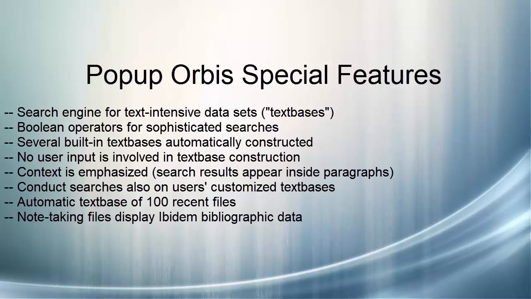Findings resulting from search inquiries are presented within the paragraphs in which they occur, thereby giving results a richer context. In addition to automatic creation of the included text spaces, Popup Orbis also searches text spaces that users may have customized for their own needs. Among the automatically created text spaces is the one with the contents of the 100 most recently edited files. Popup Orbis provides users with the means to draw consequential insights from research data. Let's take a look.